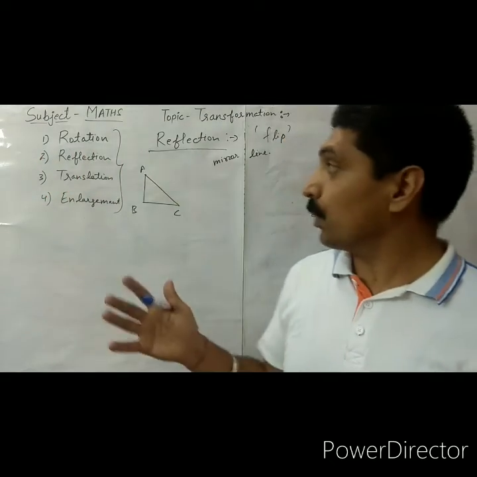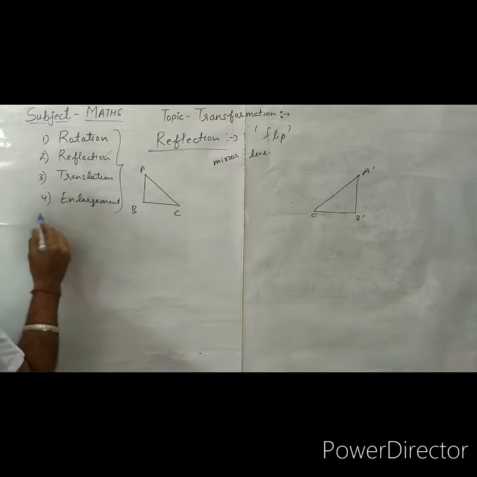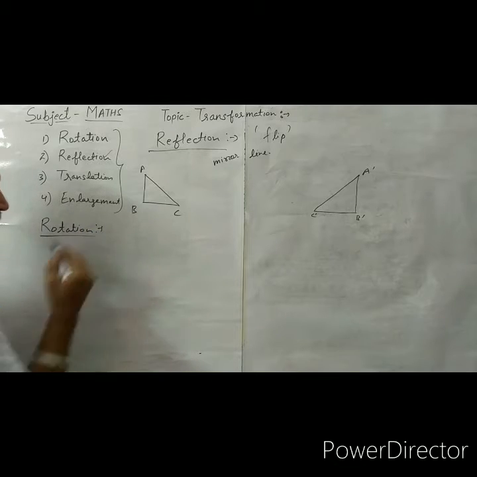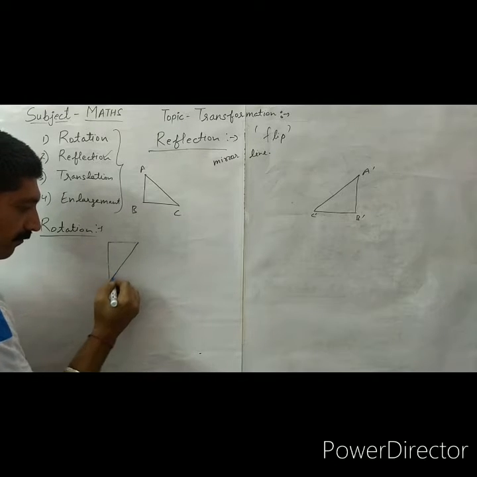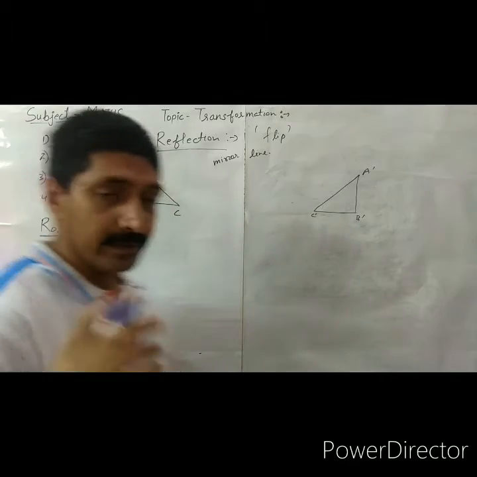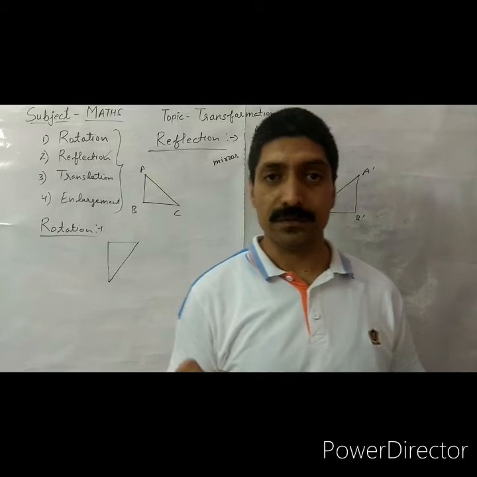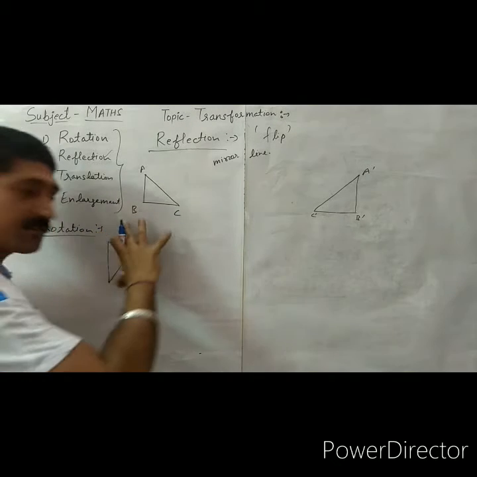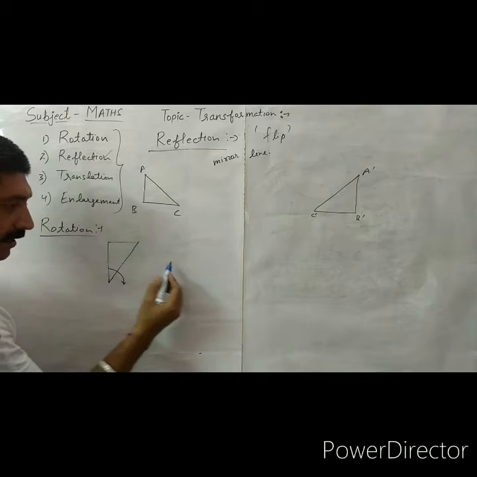So we have discussed reflection. The next one is rotation. Now, if we have one object and we want to rotate it about a given point, that point is called the center of rotation. Here this point is the center of rotation, and in this case let's rotate it in a clockwise direction, 90 degrees.